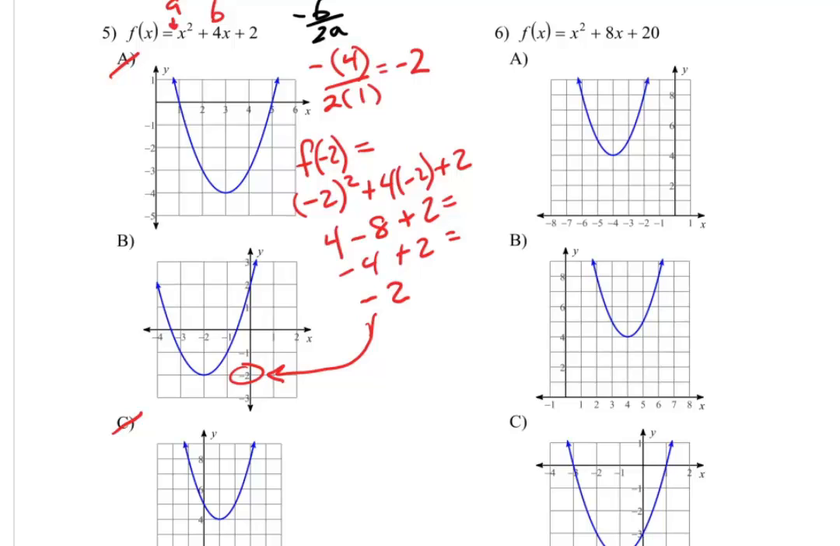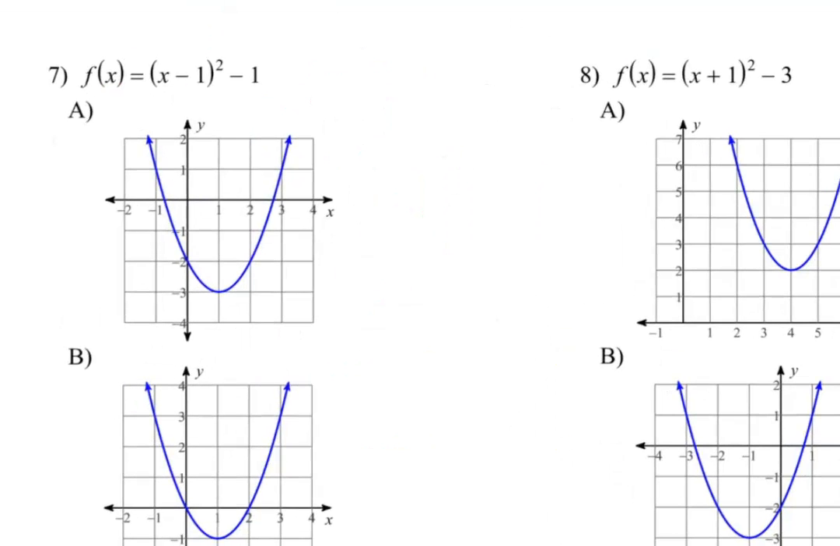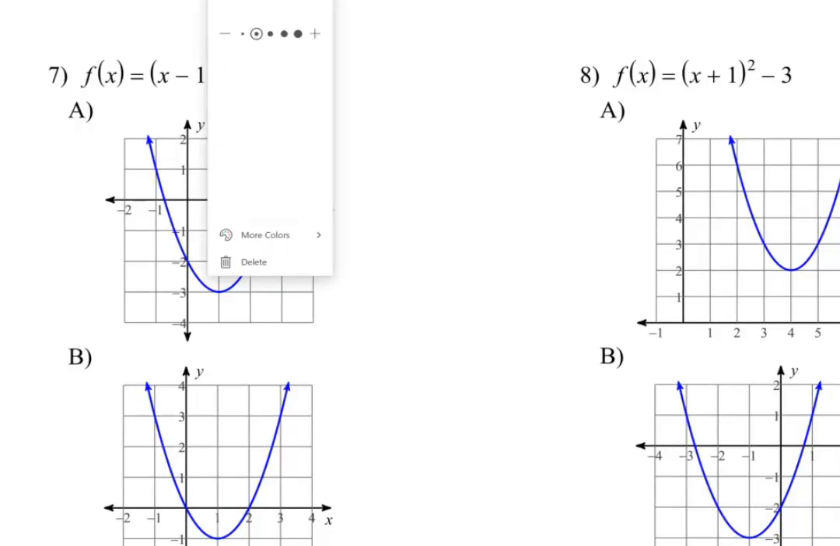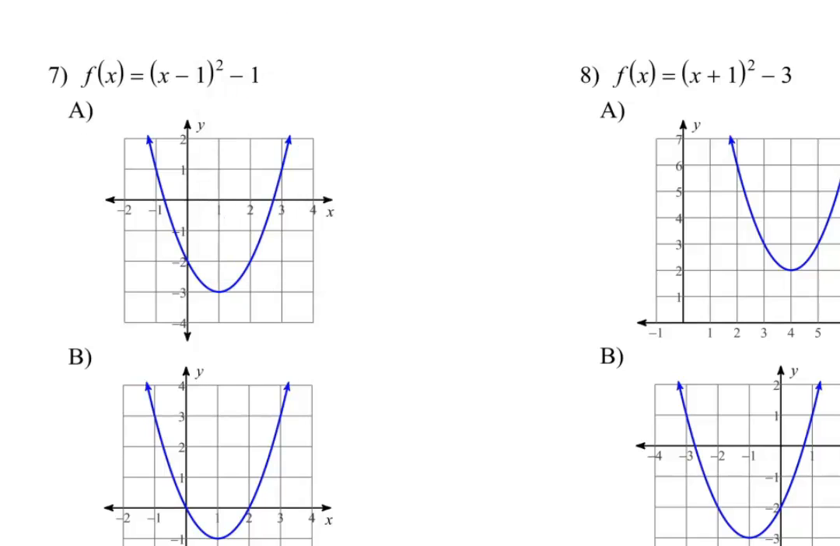You try number 6. Number 7, multiple choice again. I'm in this easy form of the quadratic. I'm going to look at the opposite of the number I have here with x minus 1, so that would be positive 1, and the number at the end is the number that's going to be the vertical part of the vertex. 1, negative 1 is the vertex I'm looking for. It does open up because the a value is positive 1. You don't see a number, so assume it's positive 1.